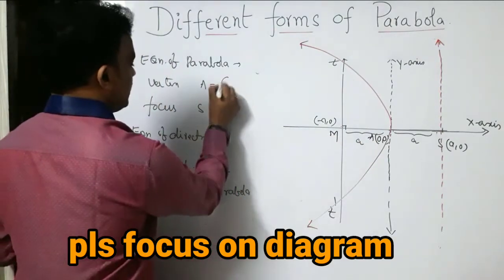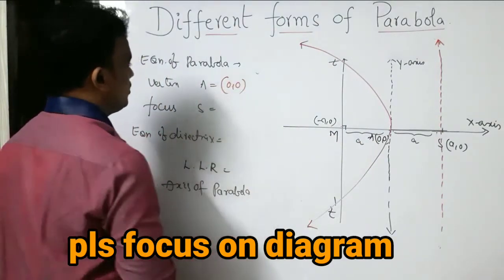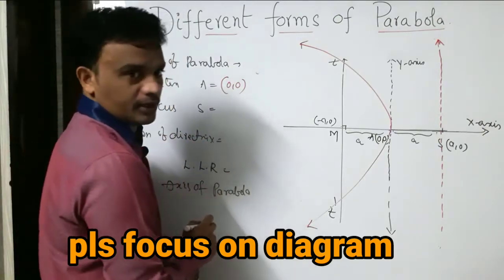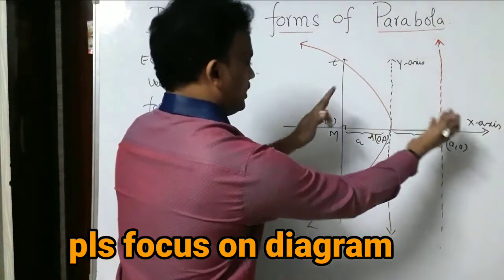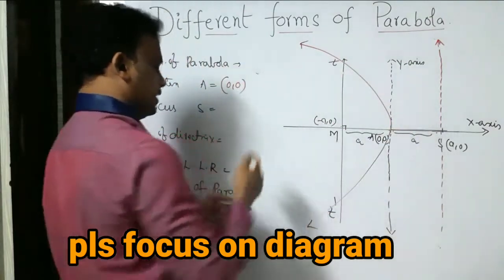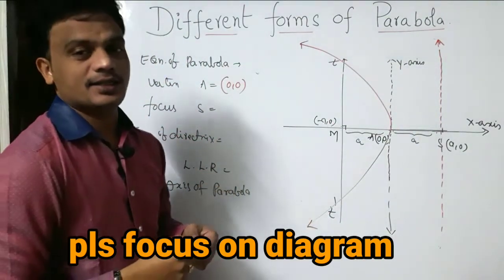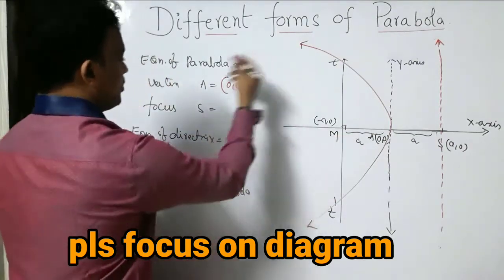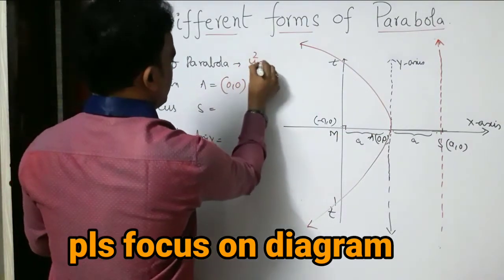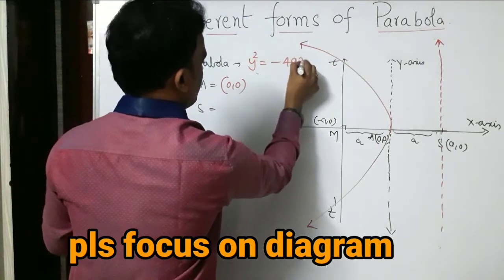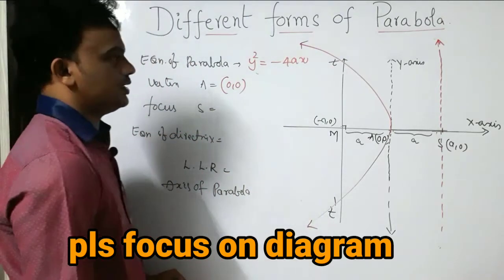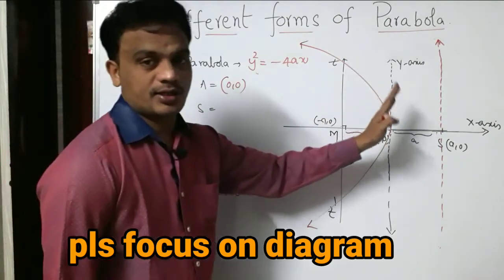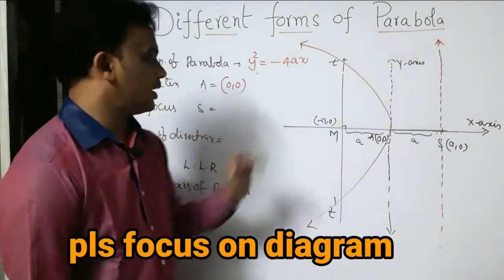So here I can write vertex is, again as usual, (0, 0). Then what is the equation of the parabola? It is exactly when the axes are rotated 180 degrees. Am I right or not? In that case, you are going to get y square is equals to minus 4ax. The standard form is y square is equals to 4ax, and here y square is equals to minus 4ax.